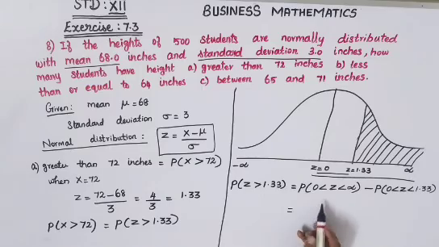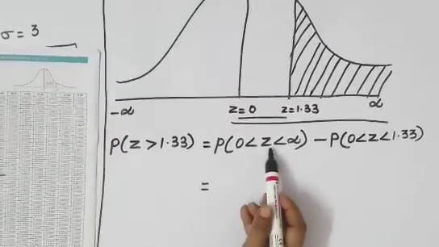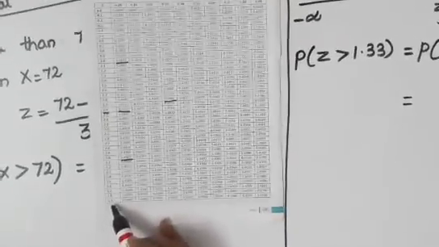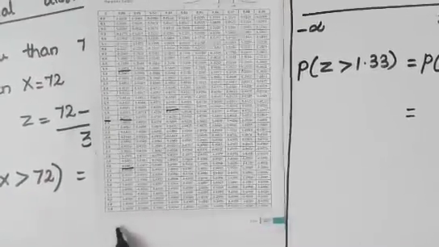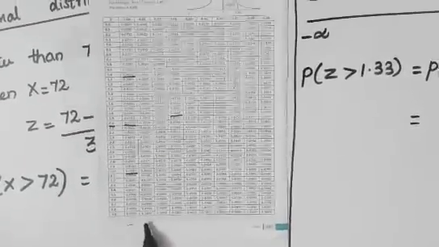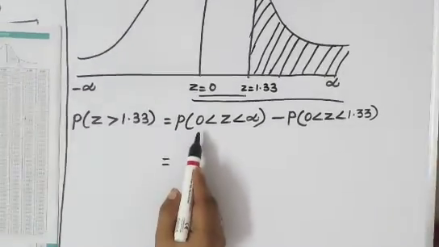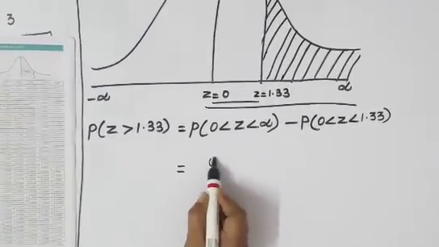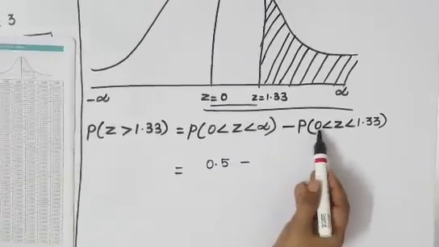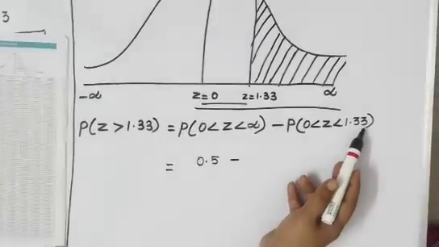So now we'll have to get the values from the normal distribution table. So P of 0 less than z less than infinity, from 0 to infinity, you'll have to find it. In your table, from 3.9 onward, the value will be 0.5. Everywhere you can see it is 0.5. So if it goes up to infinity also, the value will be 0.5. Therefore, you can give the value of P of 0 less than z less than infinity as 0.5 minus P of 0 less than z less than 1.33.